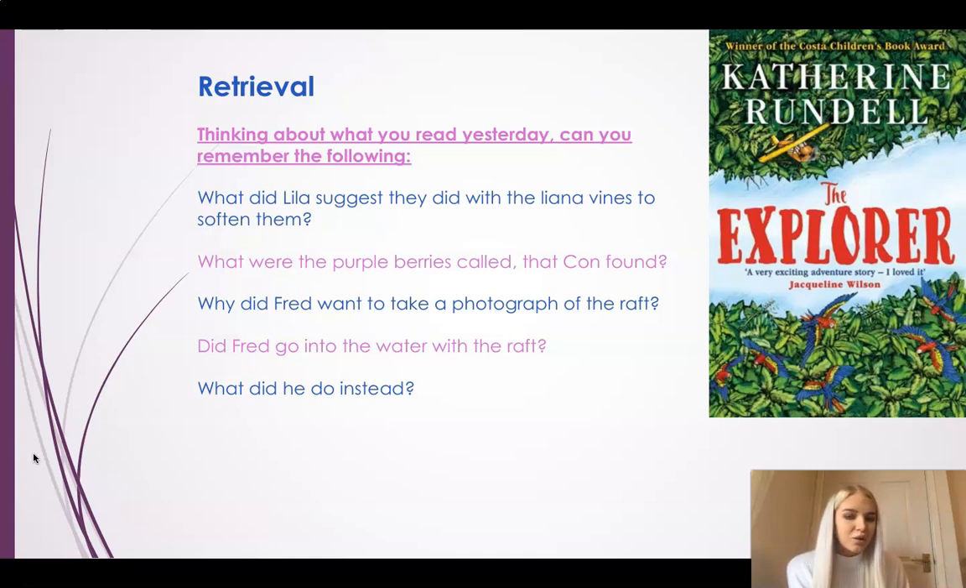Did Fred go into the water with the raft? No, he didn't, did he? And what did he do instead? That's right, he left the raft just by the water and then he went back into the clearing to see the other people. Now today we are going to read on and find out whether or not they went in the water with the raft, and we are going to finish off the chapter and start a new chapter today and find out what happened in the water.